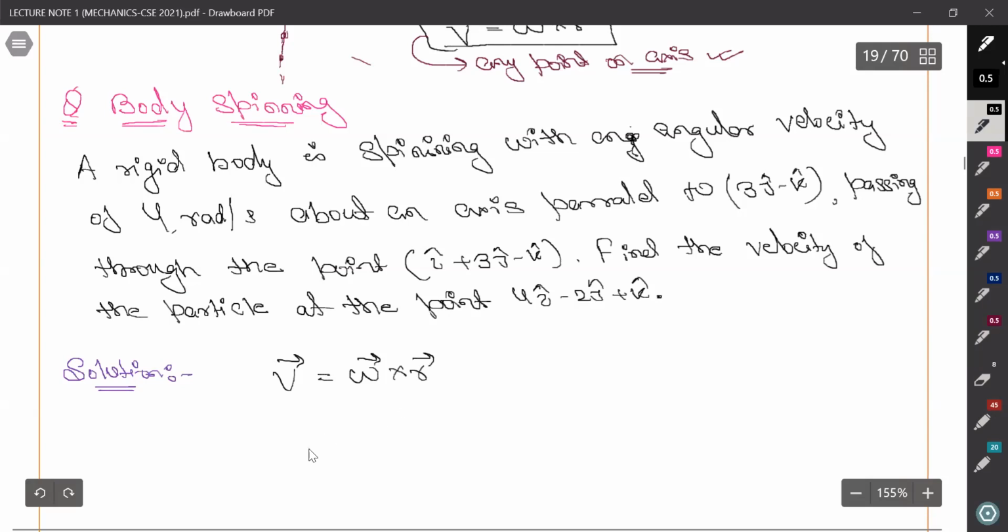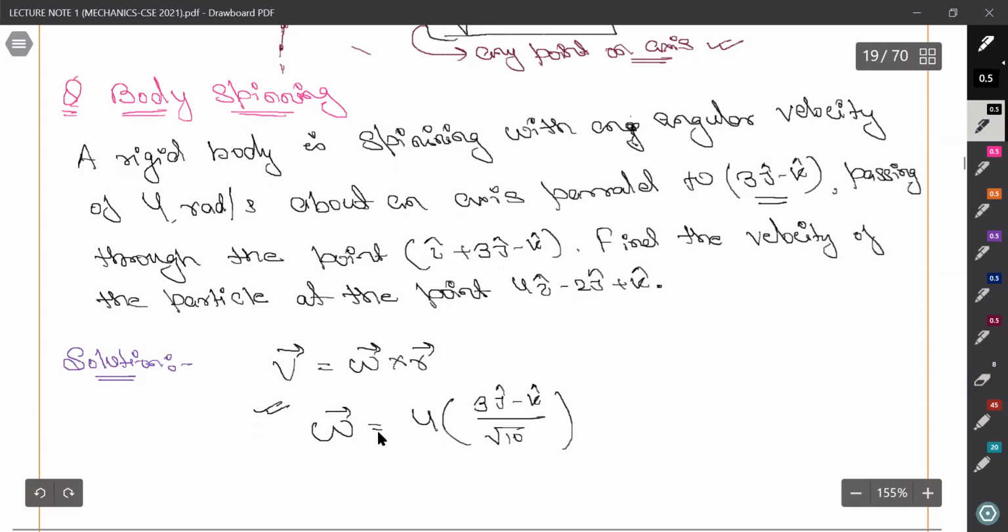So using the given data, we can write that omega is what? Its magnitude is phi, and its direction is parallel to this vector. So we can write its unit vector here. That will be (3j minus k cap) upon root 10. Right? So we have omega with us.